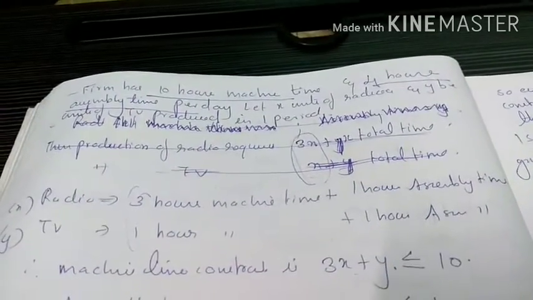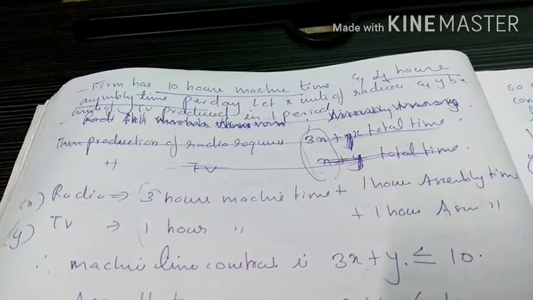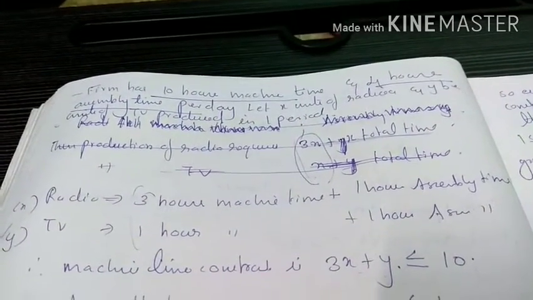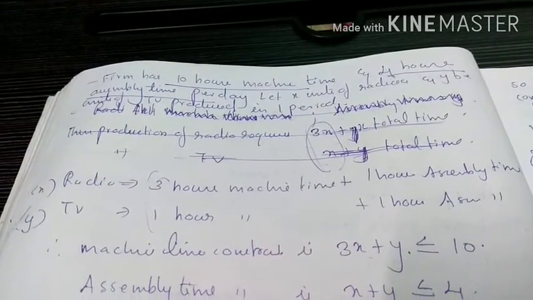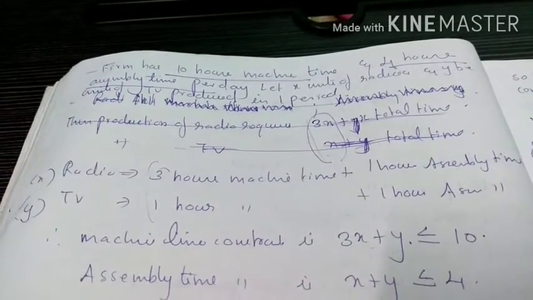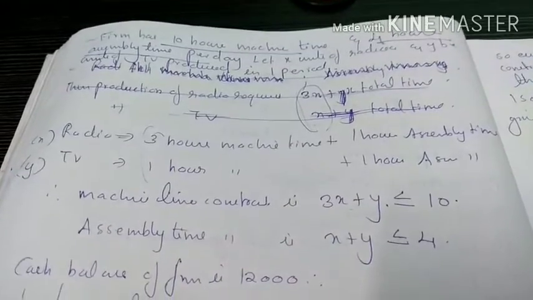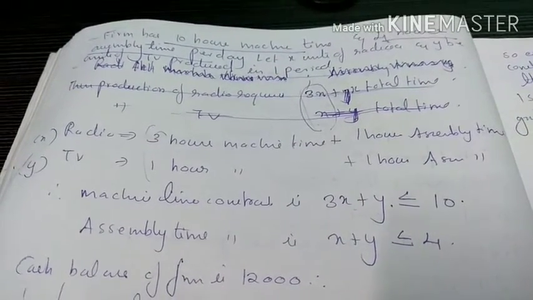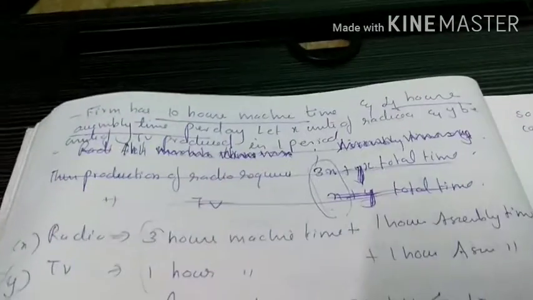And the firm has 10 hours machine time and 4 hours assembly time per day. Let x be the units of radios and y be the units of TV produced in one period. Radio has 3 hours machine time and 1 hour assembly time per day, whereas TV has 1 hour machine time and 1 hour assembly time per day. So these are the constraints in the problem.